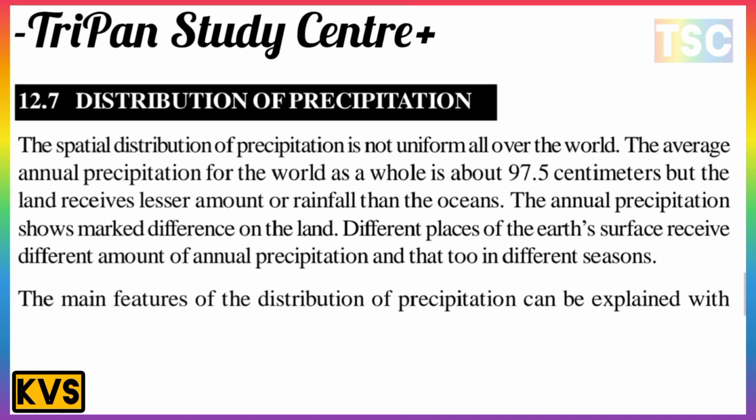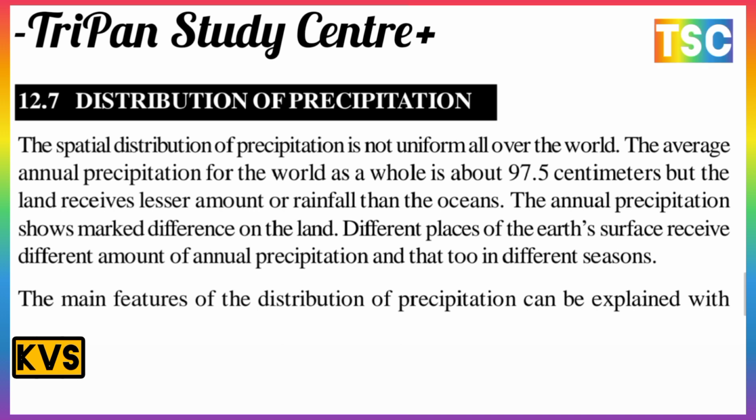The average annual precipitation for the world as a whole is about 97.5 centimeters, but the land receives a lesser amount of rainfall than the oceans. You know that is important here.